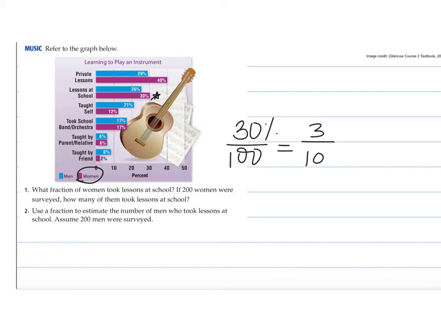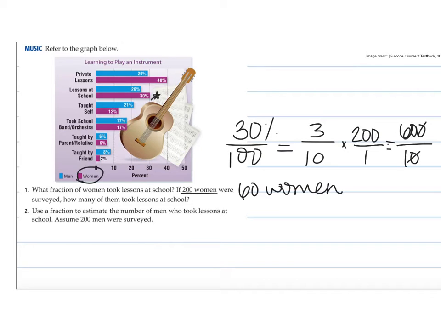And then it's asking us if 200 women were surveyed, how many of them took lessons at school? Well, we're going to take this 3/10 and multiply it by the 200 women. Now I know multiplying fractions, I can put whole numbers over 1. Multiply numerators, so 3 times 200 is 600. 10 times 1 is 10. Zeros cancel here, and we are left with 60. So that would mean 60 women would have taken lessons at school in order to learn an instrument.